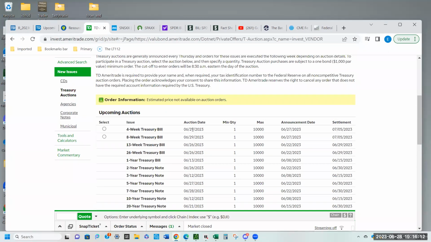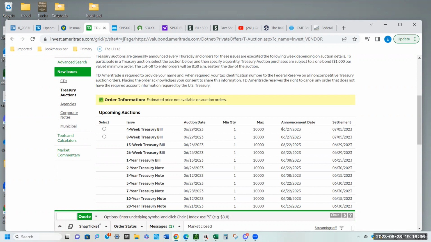Today's the 28th. Tomorrow's the 29th. That's when the auction will take place for the 4 and 8 week T-bills. Every week, the auction for the 4 and the 8 week open on Tuesday, and they stay open through Wednesday night into early Thursday morning when they stop. And then the auction takes place Thursday.